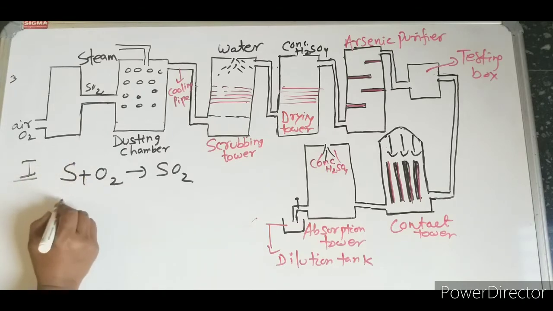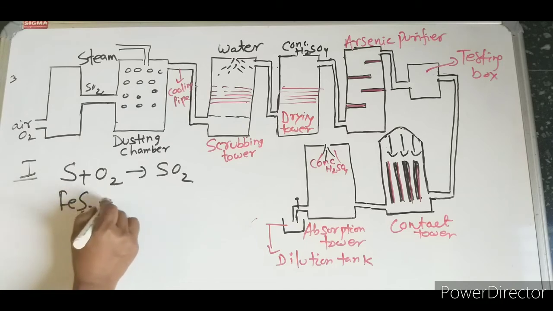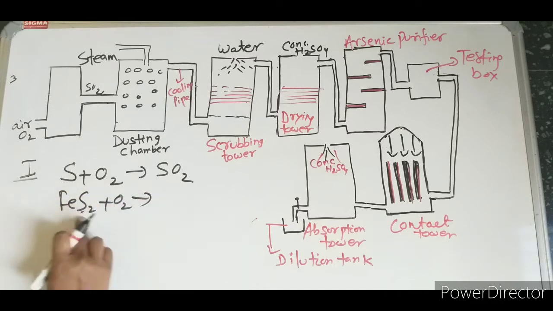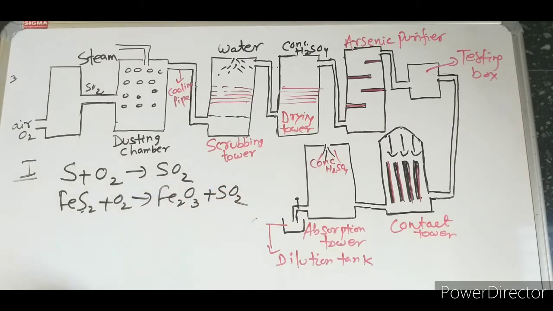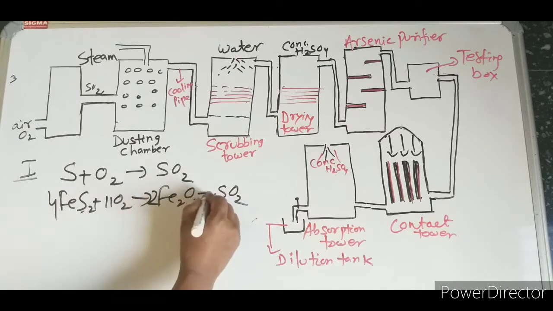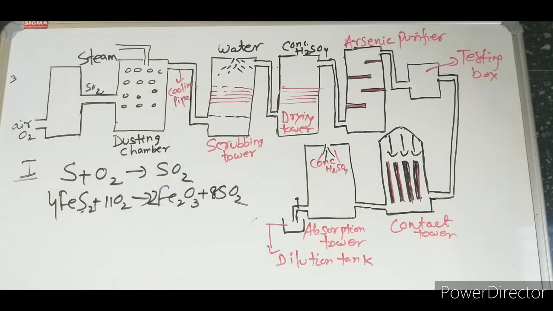Otherwise, it can be FeS2, iron pyrite, burning with oxidation. Here we are getting Fe2O3 along with sulfur dioxide. This is the roasting process which we have read in the metallurgy chapter. Let us balance it: 11 oxygen, 2 Fe2O3 and 8 SO2. So this is the first step.